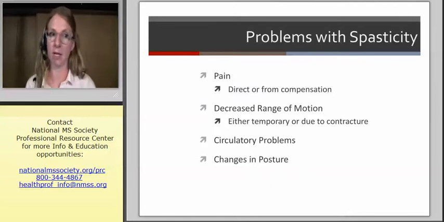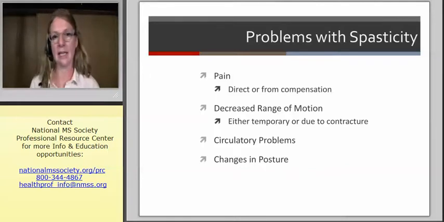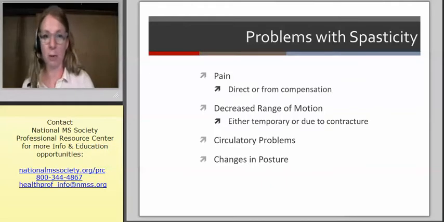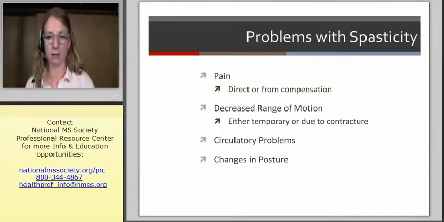This can either be temporary, as in the gentleman we just saw, or it can be due to a contracture. If spasticity is long-standing and the patients can't move through a complete range of motion, they may develop contractures. There can be circulatory problems because the muscles are not contracting and relaxing in a normal pattern. We all know that our circulatory system needs muscle pumps in the extremities, so when you lose that muscle pumping action, you can have circulatory problems.